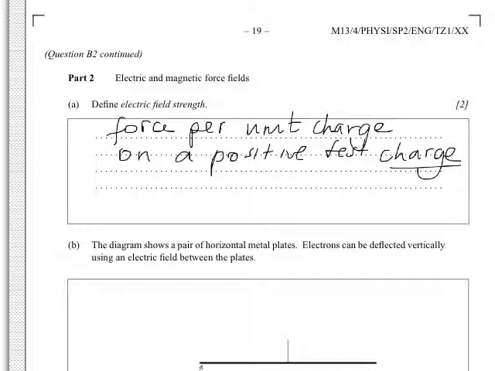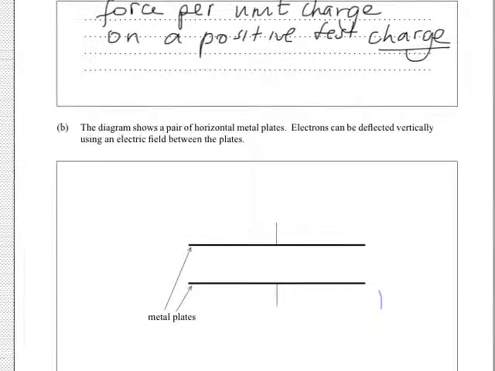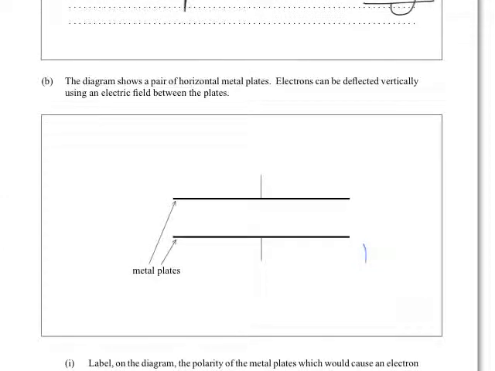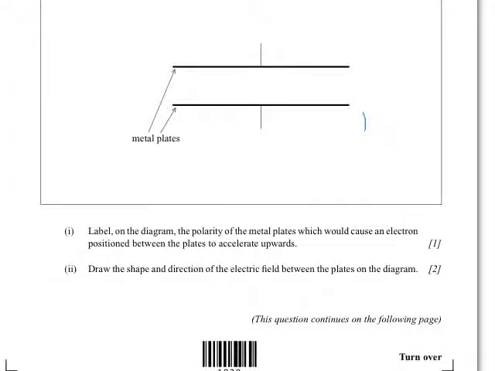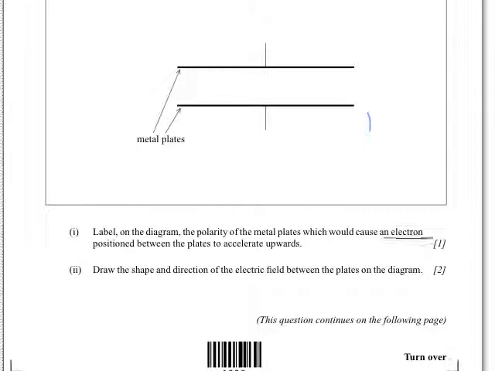Okay. Part B. Diagram shows a pair of horizontal metal plates. Electrons can be deflected vertically. So the question asks, if you have an electron positioned between the plates, what polarity, that means what charge on each plate, would make the electron accelerate upwards? Well, it will accelerate upwards if there is a force of attraction, and because the electron is negative, it must be accelerating towards a positive plate, and this must be a negative plate.